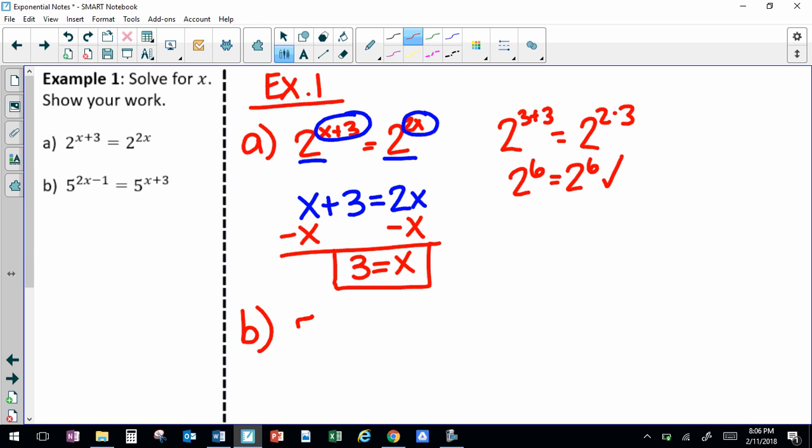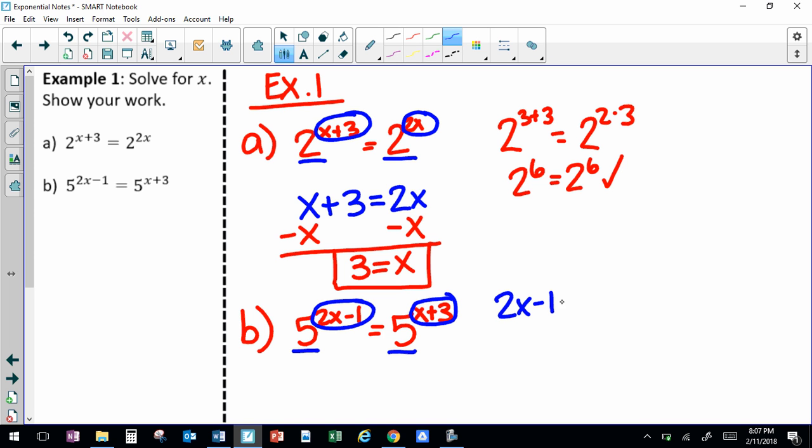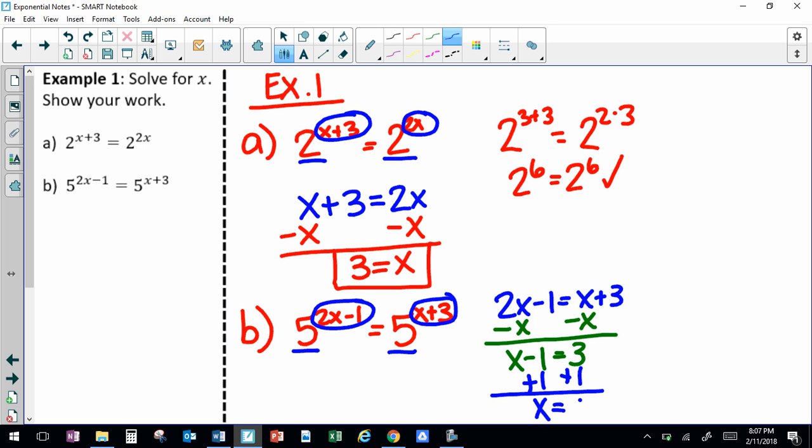Okay, so in part B, we have this. We have the same base, 5 and 5. So that means I need to set this exponent equal to this exponent. So you should have done 2x minus 1 equals x plus 3. Now solve for x. So I'm going to get x over on one side, so minus x. So x minus 1 equals 3. Add 1. So x equals 4.